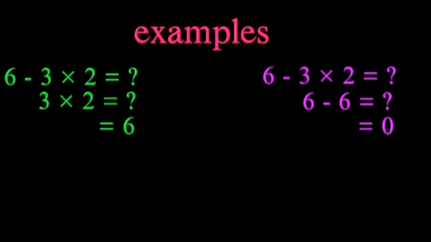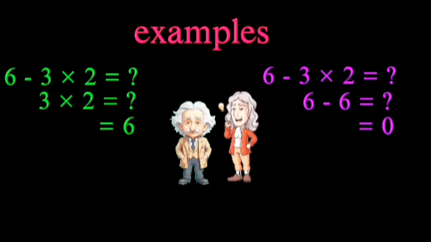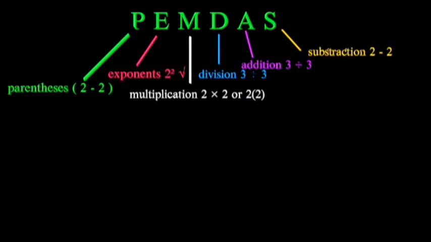To avoid confusion in mathematics, scholars long ago agreed on a universal rule that tells us the correct order to follow. This rule is known by the short name PEMDAS. Each letter in PEMDAS represents a step. P stands for parentheses. E stands for exponents and roots. M stands for multiplication. D stands for division. A stands for addition. S stands for subtraction.